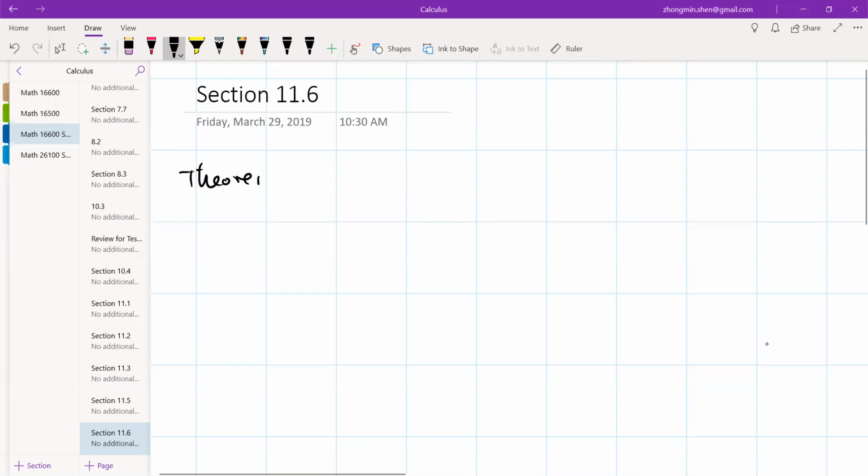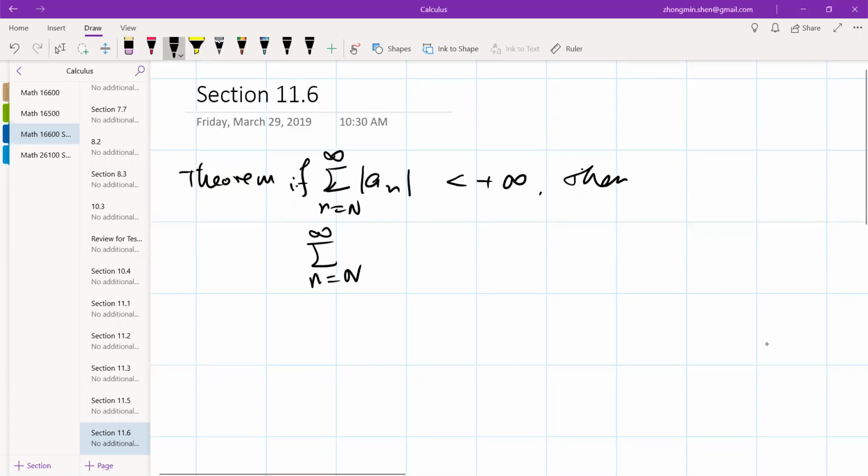It says that if you're given a series where the terms are not necessarily positive or negative, so given a series from n starting at 1 to capital N, we consider that series. If we put the absolute value on it, then all the terms become non-negative. If this is finite, then it is guaranteed that the original series is convergent.